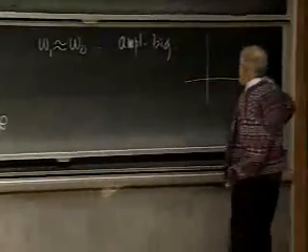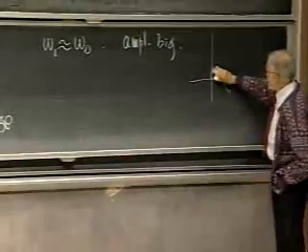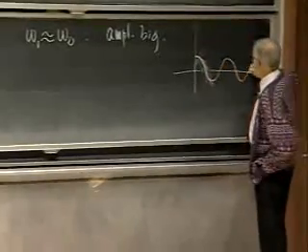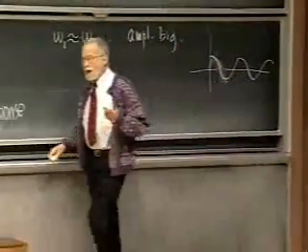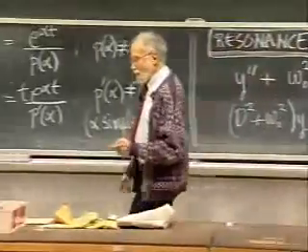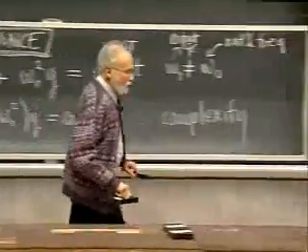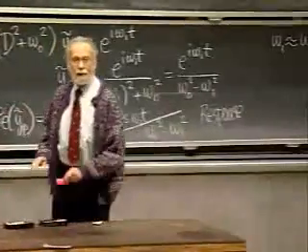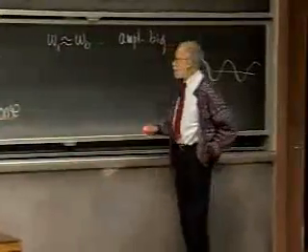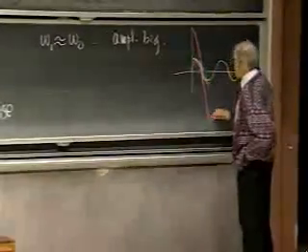So the solution looks like this. The input might have looked like this. Well, it's cosine, so it starts up here. But the response will be a curve with the same frequency, still a pure oscillation, but with a much, much bigger amplitude. It's because the denominator, omega naught squared minus omega 1 squared, is always 0. So the response will instead look like this.